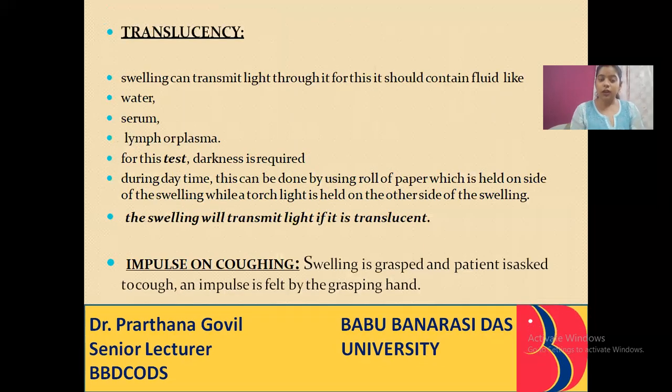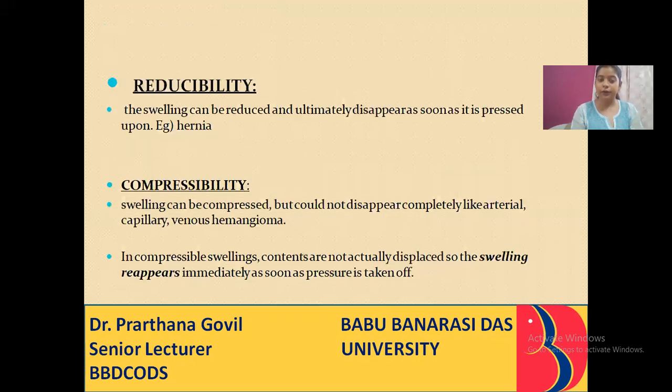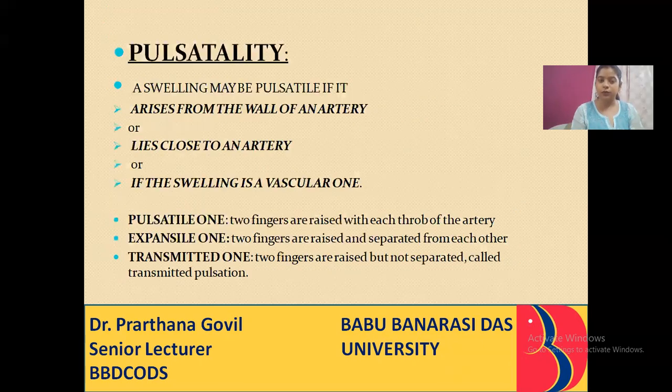Now check about the translucency. A swelling will transmit light if it is translucent. Next, the impulse on coughing. The swelling is grasped and the patient is asked to cough. The impulse is felt by the grasping hand. You should know the difference between reducibility and compressibility. Reducibility means the swelling can be reduced and ultimately disappears as soon as it is pressed upon. Compressibility means the swelling can be compressed but does not disappear completely, like arterial, capillary, and venous hemangioma.